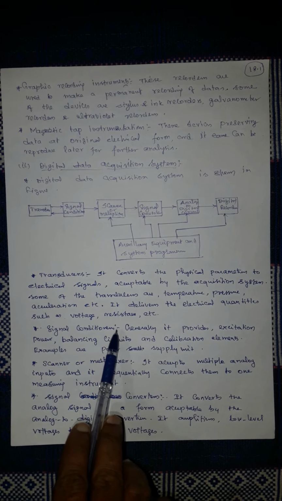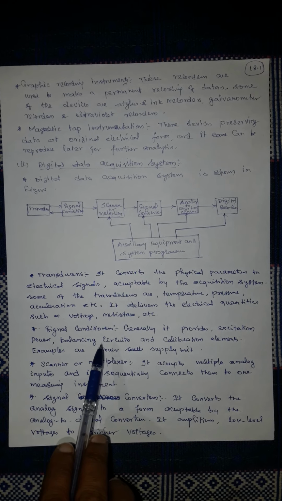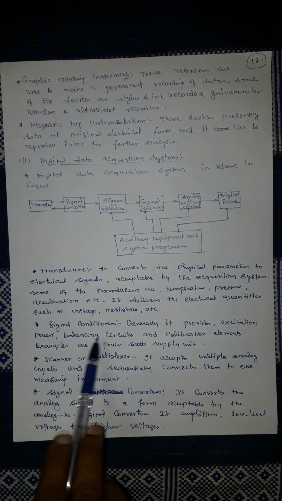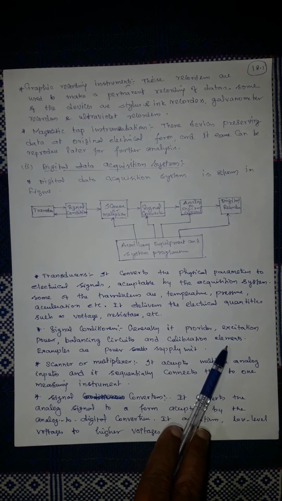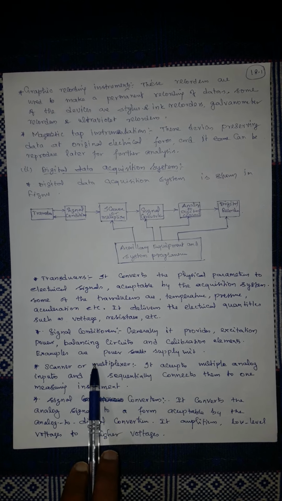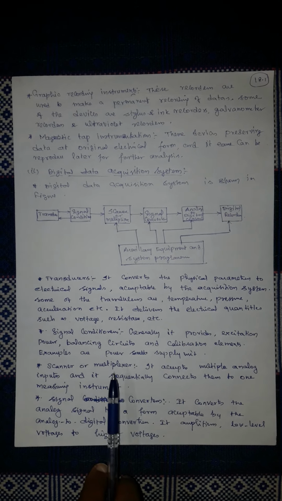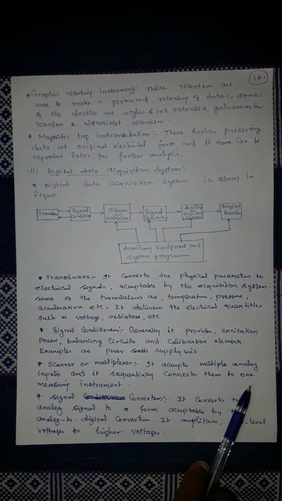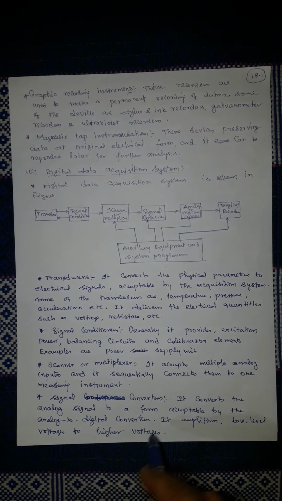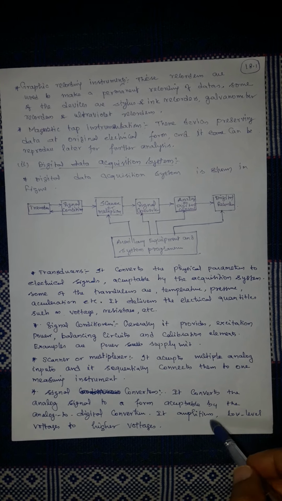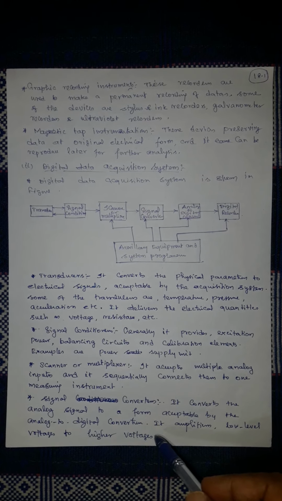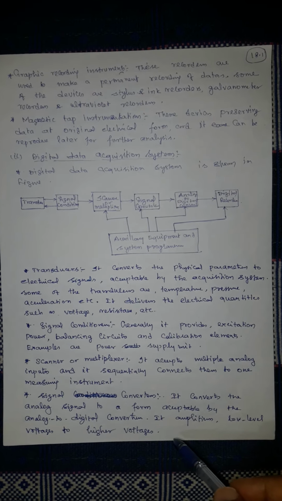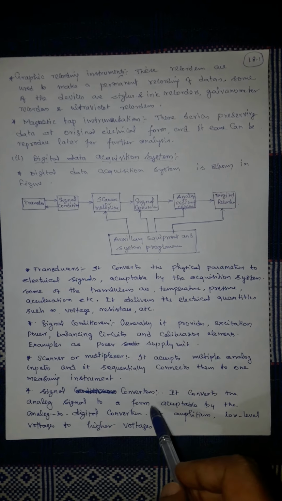Signal conditioning. The output from the transducer is very low, and it also contains noise, so we have to recondition it. Generally it provides excitation, power, a balancing circuit and a calibration element, for example a power supply unit. Scanner or multiplexer. It accepts multiple analog inputs and sequentially connects them to one measuring instrument. Signal converter. It converts the analog signal to a form acceptable by the analog to digital converter. It amplifies a low level voltage to a higher voltage. This is the signal converter.